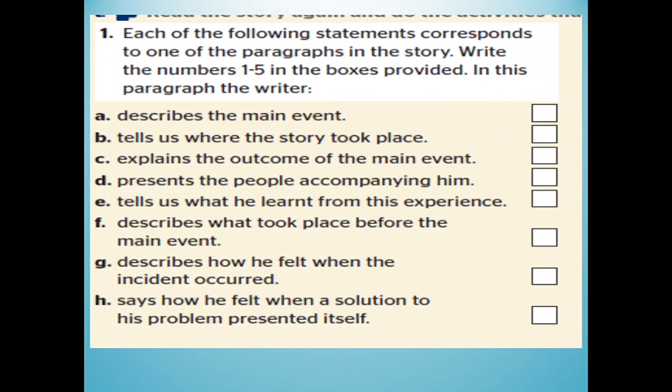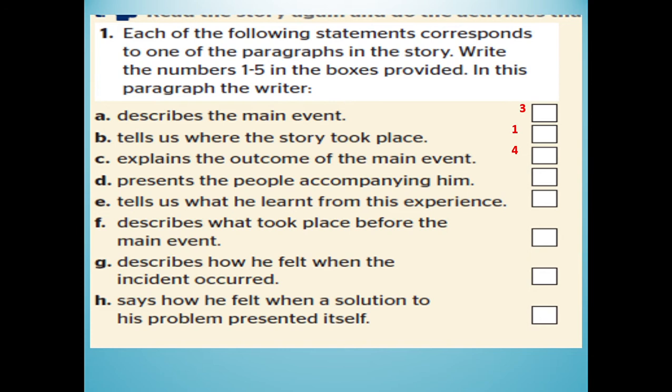in the beginning. Well, exercise C, part 1. Each of the following statements corresponds to one of the paragraphs in the story. Write the numbers from 1 to 5 in the boxes provided. In this paragraph, the writer describes the main event. The main event, 3, climax, sure. And which paragraph tells us where the story took place? I mean the setting. Of course, paragraph 1. And which paragraph explains the outcome of the main event? The outcome, what happened after the climax? Of course, paragraph 4, the falling action.